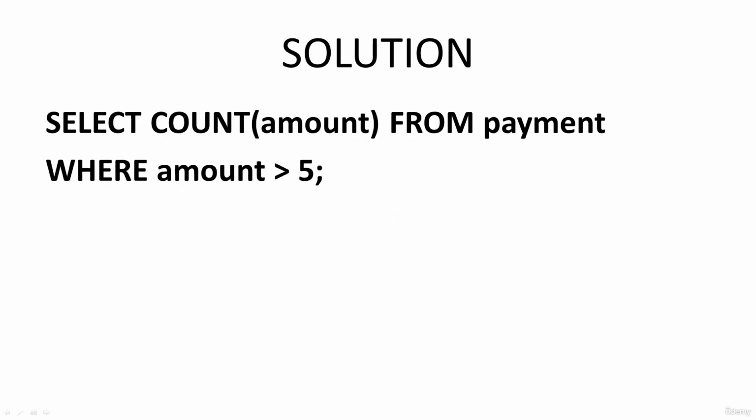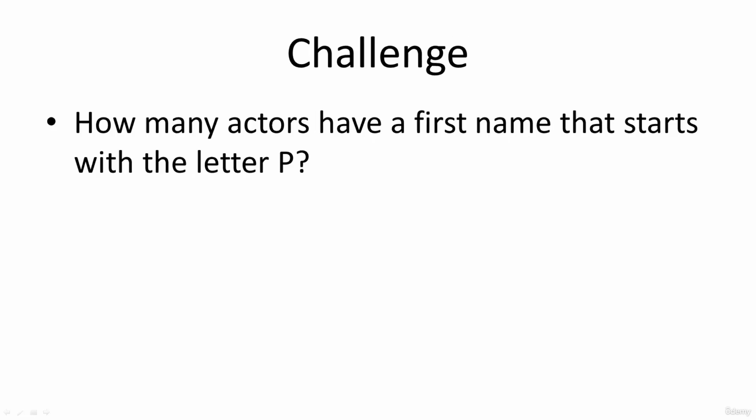So the solution is actually pretty straightforward. You want to select count amount from the payment table where the amount is greater than 5. So that's taking a couple of concepts, just the general concept of selecting from, that very first thing we learned, then the concept of counting the amount column, and then using where along with some sort of comparison operator to filter out which amounts we were looking for. So again, that was select the count amount column from payment table where amount is greater than 5. Remember to put that semicolon in to end your query.